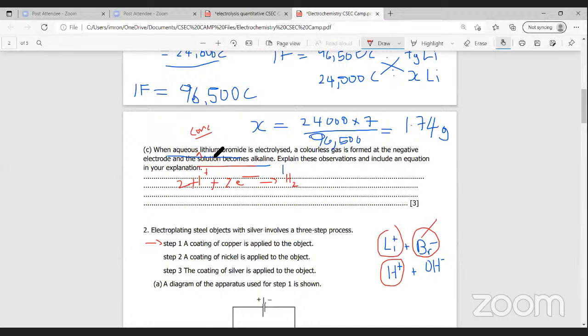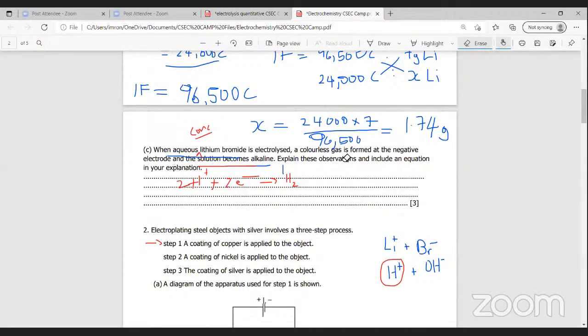It says when aqueous lithium bromide is electrolyzed, a colorless gas is formed at the negative electrode, that's the cathode, and the solution becomes alkaline. Explain these observations and include an equation. What goes towards the cathode, the negative electrode? It would be the positive ions, lithium and hydrogen. Lithium, being a reactive metal in group 1, would be high up in the electrochemical series, so hydrogen would be preferentially discharged.